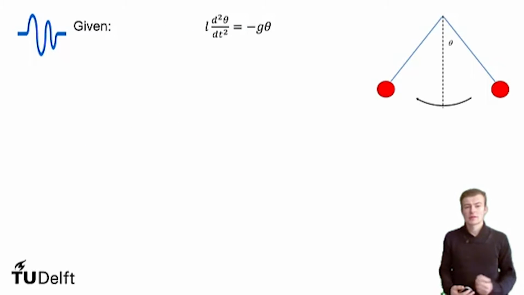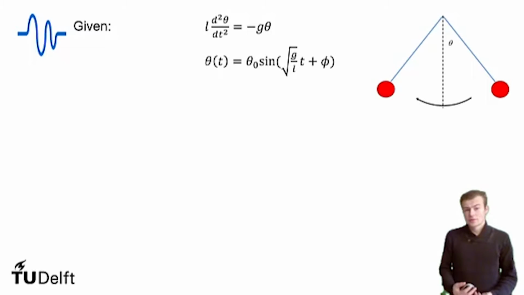This differential equation was L times the second derivative of theta is equal to minus g times theta. When you work this out, you will see that this theta is a sinusoidal function with the angular frequency equal to the square root of g over L.